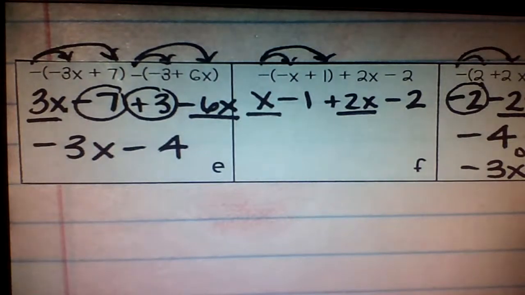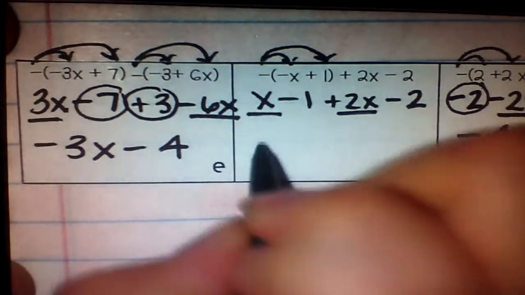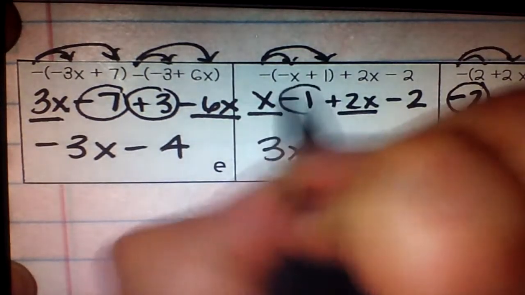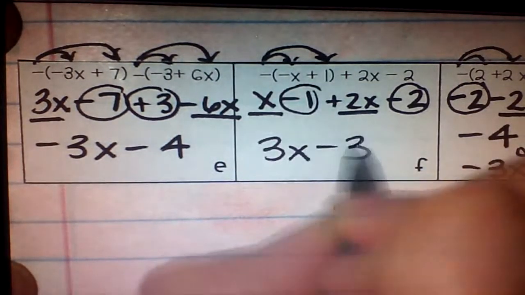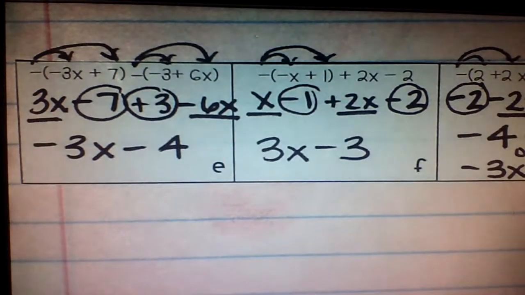We combine x and 2x. 3x. And we combine negative 1 and negative 2. Negative 3. Okay, so you've noticed right now that A matches D. You've noticed right now that B matches F and E matches G. So H better come out to be what? Negative 2x. That had better match C. Okay, so let's go on to H and see what happens.